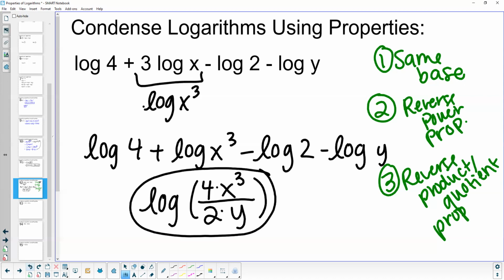Now, I personally think that the log of 4x to the third over 2y can sometimes be seen as simpler, sometimes be seen as more complicated. So we want to be able to know how to write either in the expanded form or to go from expanded to condensed, depending on what we're doing. So let's take a look at a couple more examples where we go through these steps the same way.